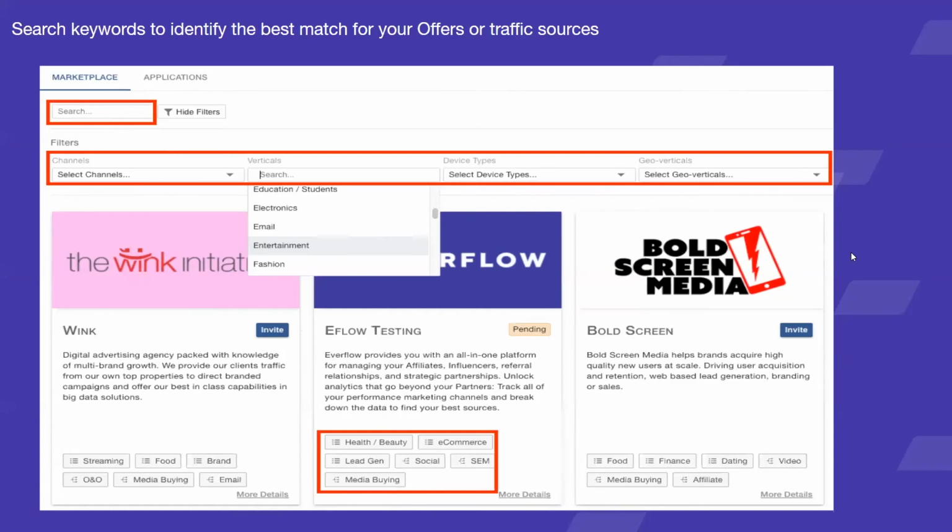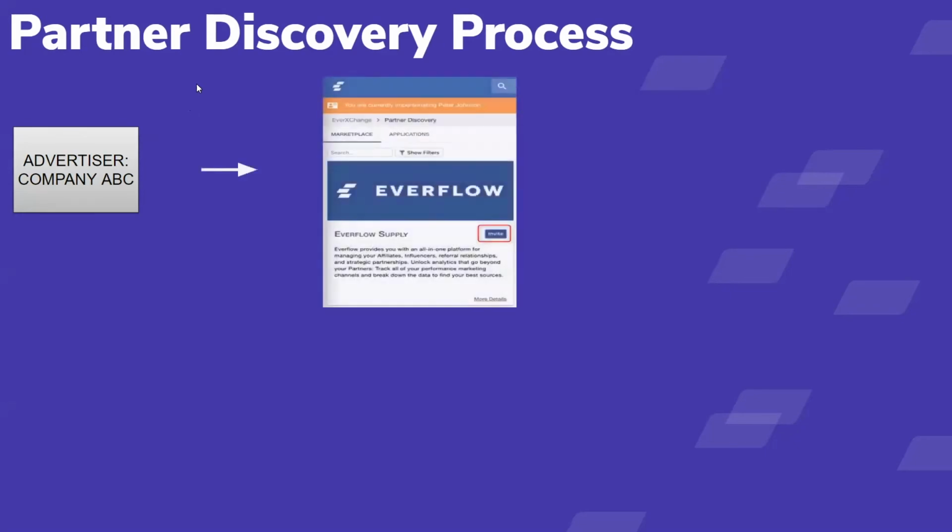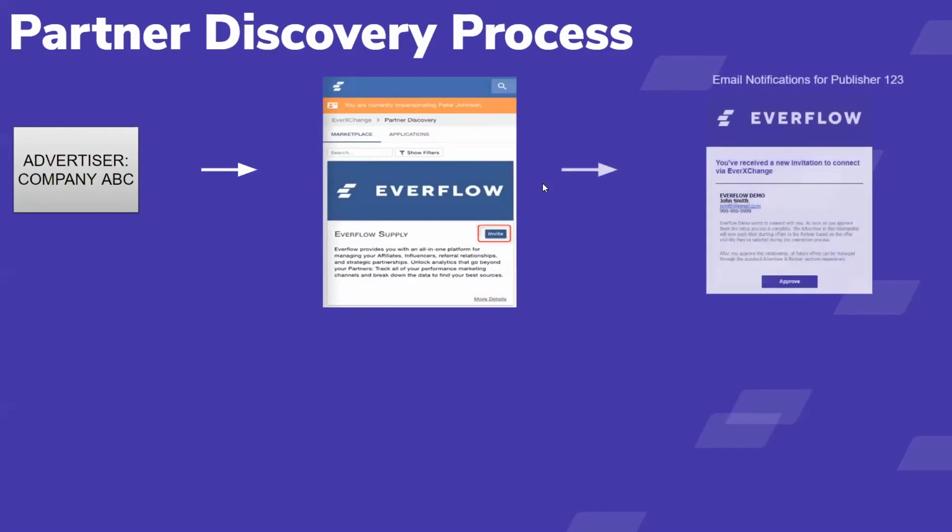Great. Yeah, so now that we talked about the marketplaces, I just want to give you an idea of how easy it is to actually connect with another company. So let's say you have this advertiser company, and that is ABC, and you want to connect with a partner that is already in EverXChange. So you first go into your system. So you go into EverXChange and you click on Partner Discover, and you found an exact partner you want to work with. So what you do is you hit this button called Invite.